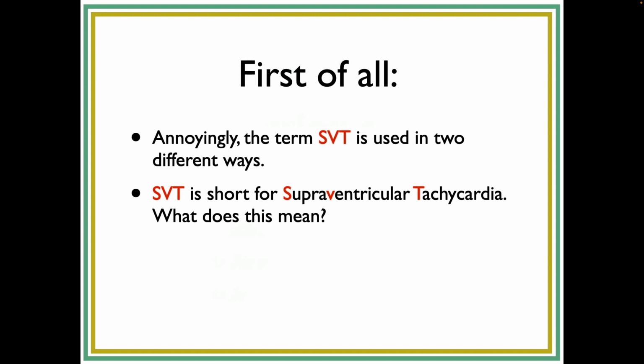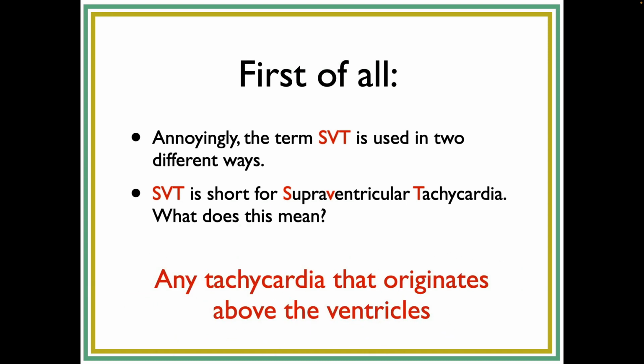supraventricular, that's the SV, tachycardia, that's the T. What does that mean? What does the term supraventricular tachycardia mean? Brandon? Above the ventricles. Well, that's supraventricular and then tachycardia? It's fast. Yeah. So a supraventricular tachycardia, what the term means, is any tachycardia that originates above the ventricles. So let's explore that for a minute.